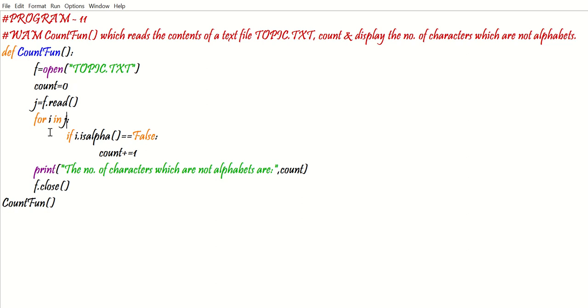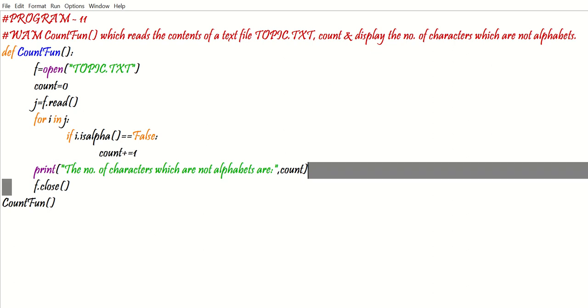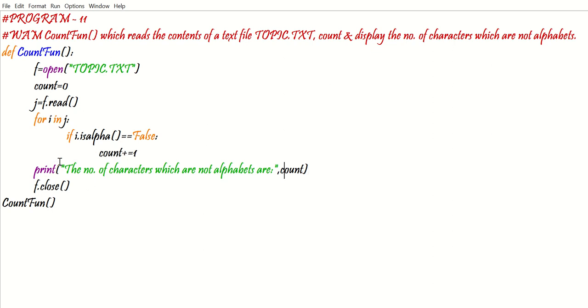Okay. So for I in j, that is the first character in the data. If the first character is alphabet, then it should, and if I dot is alpha equal to false, if it is not alphabet, count and then print the count. Then close, and this statement is here we are calling. Okay, this is calling the function.